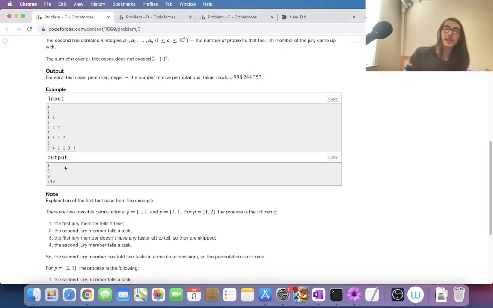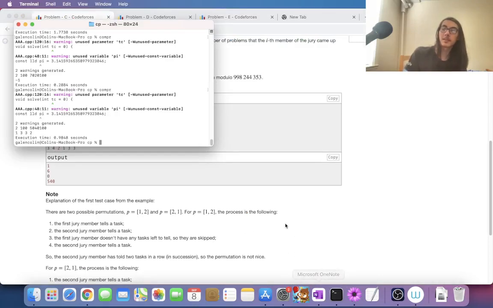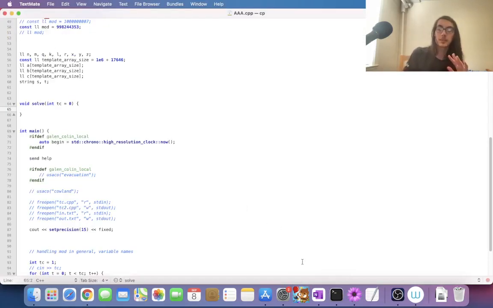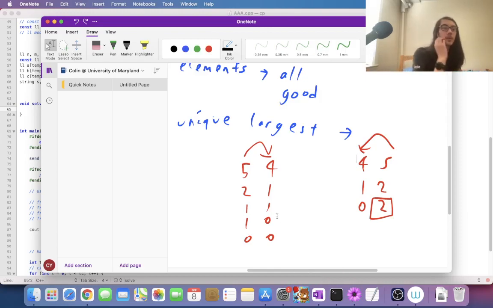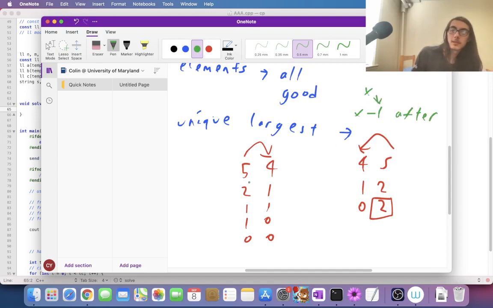Yeah, so that's why we're asked to count permutations, because the order does actually matter. We're asked to count the number of orderings of the people so that it works. So what is a bad ordering? Well, we conclude that an ordering is good when, if the largest element is x, then x minus 1 is after. So if any instance of x minus 1 is after, then we're fine. So the bad case must be when the x minus 1s are before. If every x minus 1 is before, then that doesn't work.